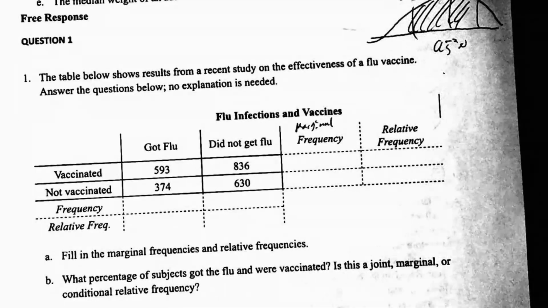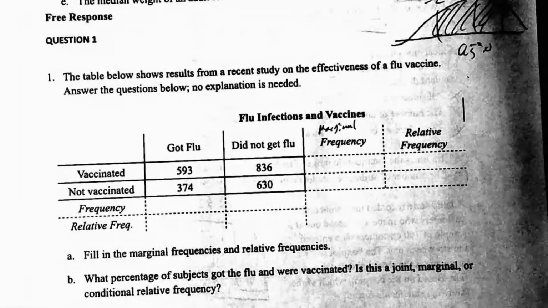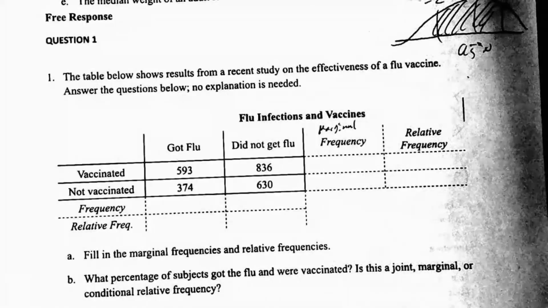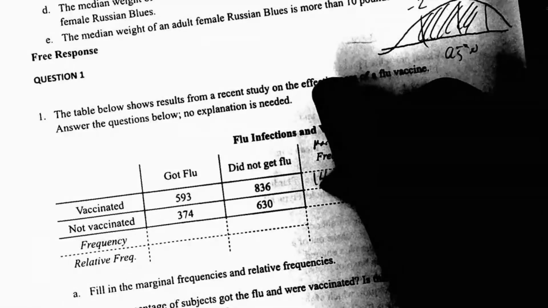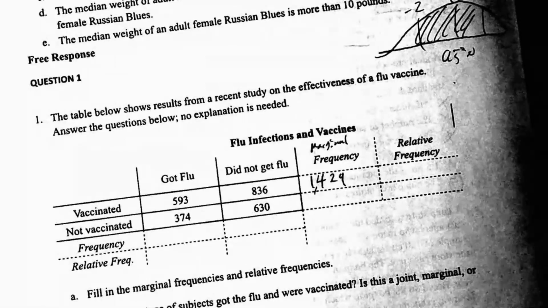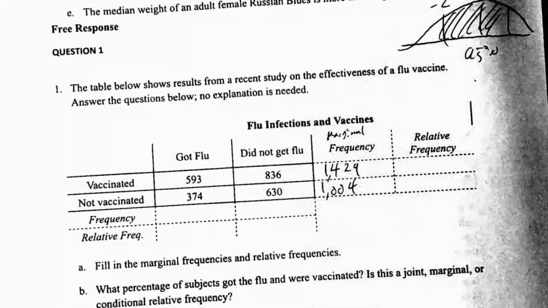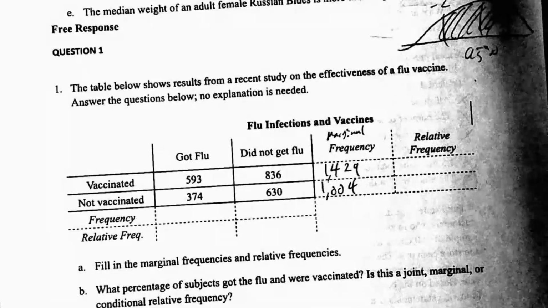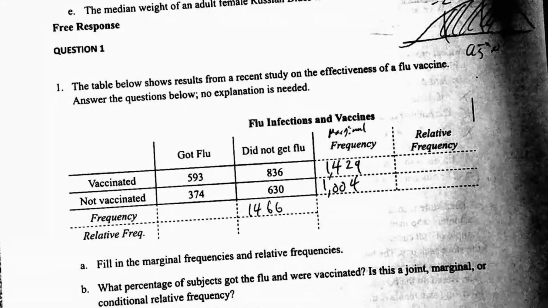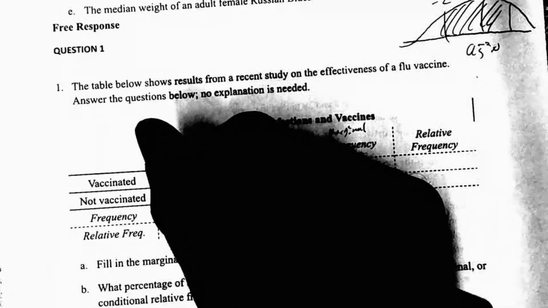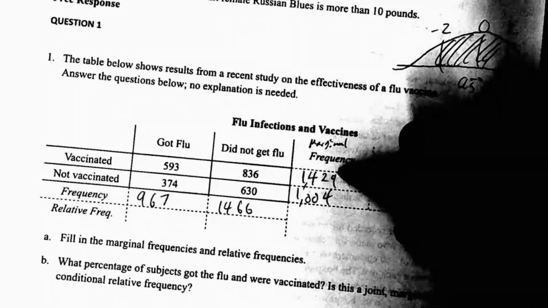Okay, so first one, I'm just adding these together. 593 plus 836. Okay, what is that? 593 plus 836 is 1429. 374 plus 630 is 1004. 836 plus 630 is 1466. And 593 plus 374 is 967.